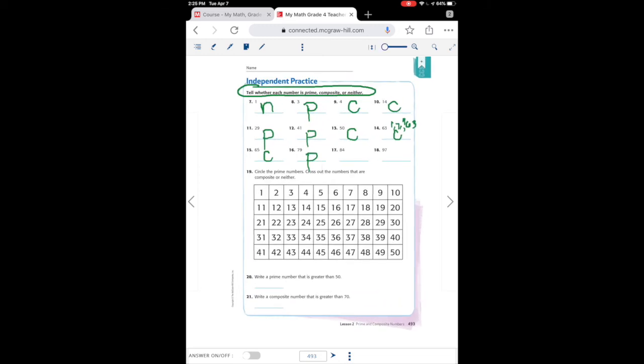So, is 84 prime or composite? It is composite. It has more than 2 factors.